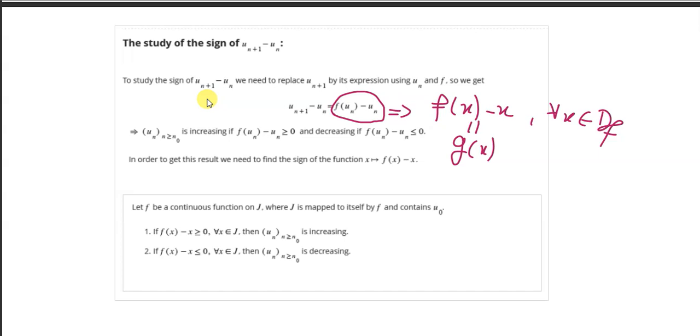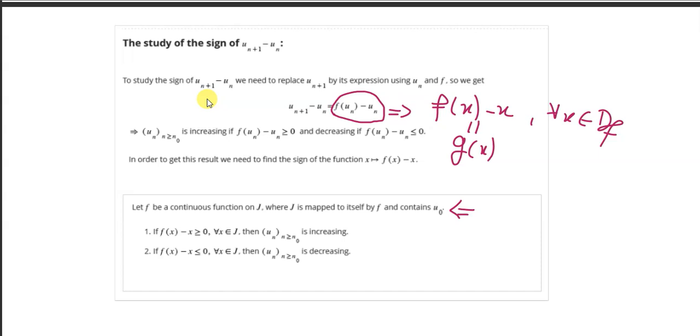So here, in summary, let f be a continuous function on j, and of course j here is mapped to itself by f and contains u0. This indicates that the sequence is well defined. If f of x minus x is positive, this means that un is increasing. And if f of x minus x is negative, it means that un is decreasing. So this is the first way to prove that the sequence is monotonic, increasing or decreasing.